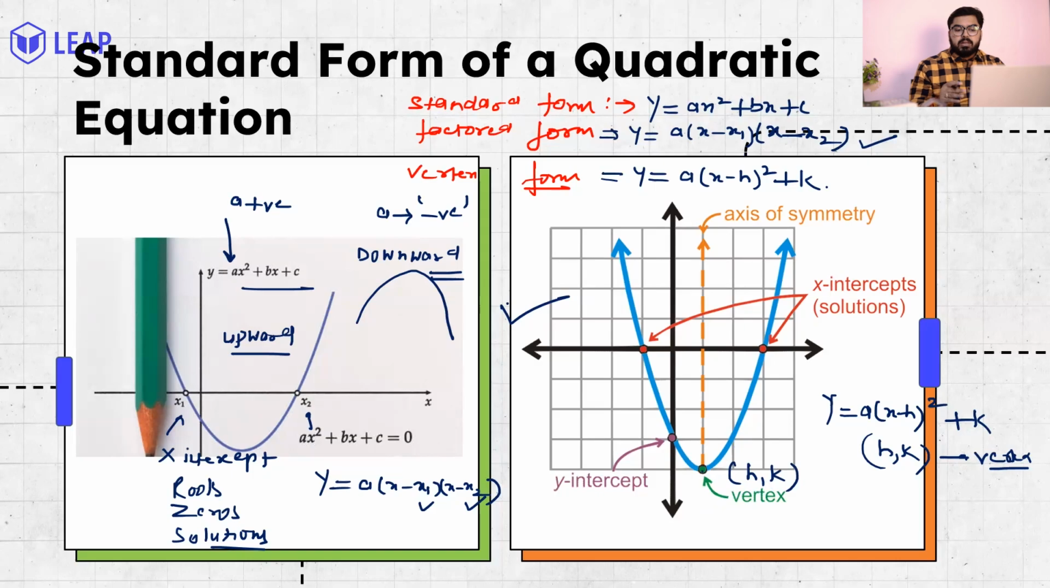The point where the parabola is intersecting the y-axis is called the y-intercept. The point where the parabola is intersecting the x-axis is called the x-intercept, and everything is in the book. Please make complete notes of this theoretical part because this is very important. Once you learn this, solving questions will be just like a piece of cake.